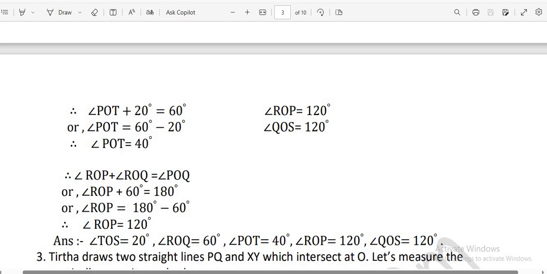The answer: angle TOS is equal to 20 degrees, angle ROQ is equal to 60 degrees, angle POT is equal to 40 degrees, angle ROP is equal to 120 degrees, angle QOS is equal to 120 degrees.